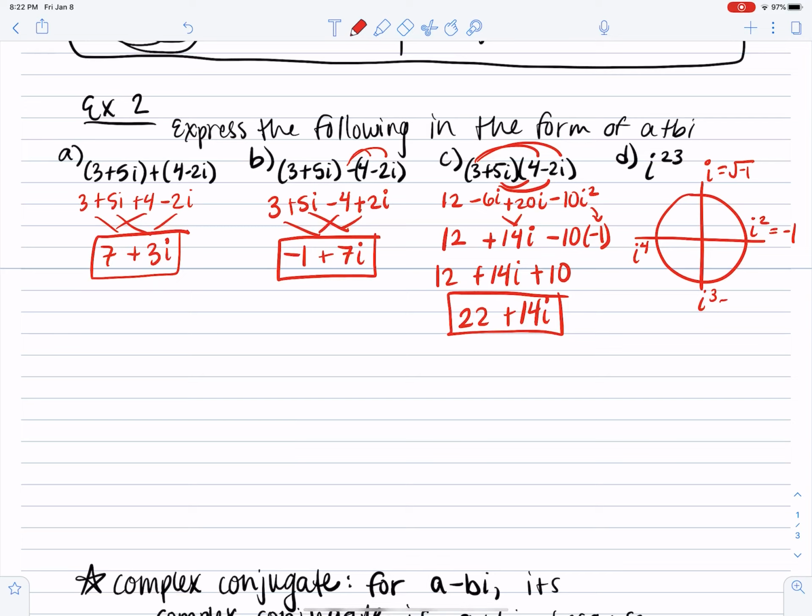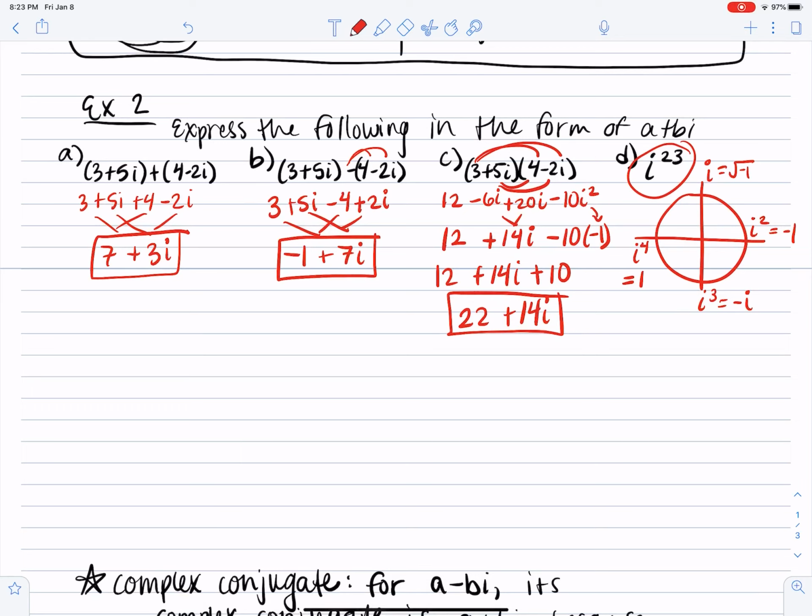i to the 3rd is negative 1 times i, which is negative i, and i to the 4th is positive 1, because that's going to be i squared times i squared, which is negative 1 times negative 1, which gives you positive 1. So we need to decide where this i to the 23rd falls on here.